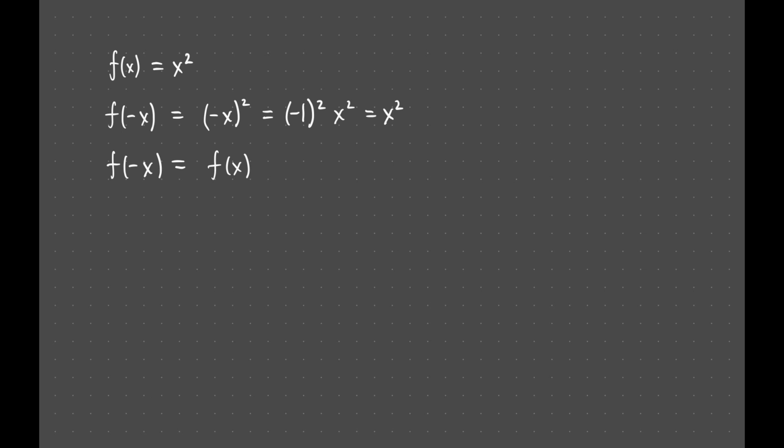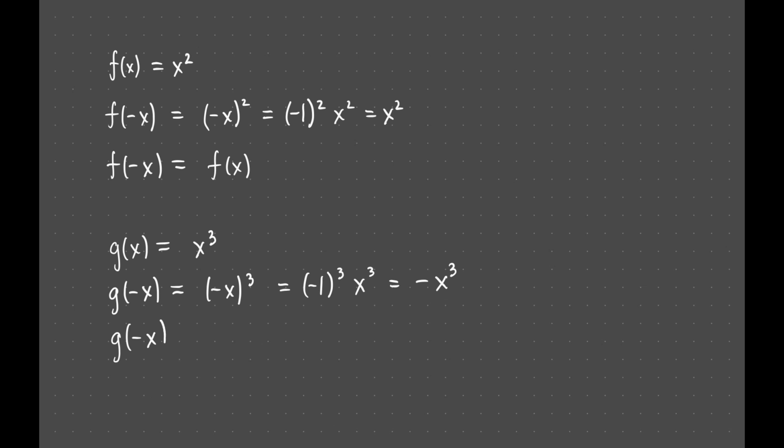in its domain. In contrast, the function g of x equals x to the third satisfies the property that when the input is changed to minus x, then the output changes by a minus sign too. This is because minus x to the third is equal to minus 1 to the third times x to the third, and the minus 1's in this case multiply together to form a minus sign. The property that g satisfies can therefore be summarized as g of minus x equals minus g of x for any x in its domain.